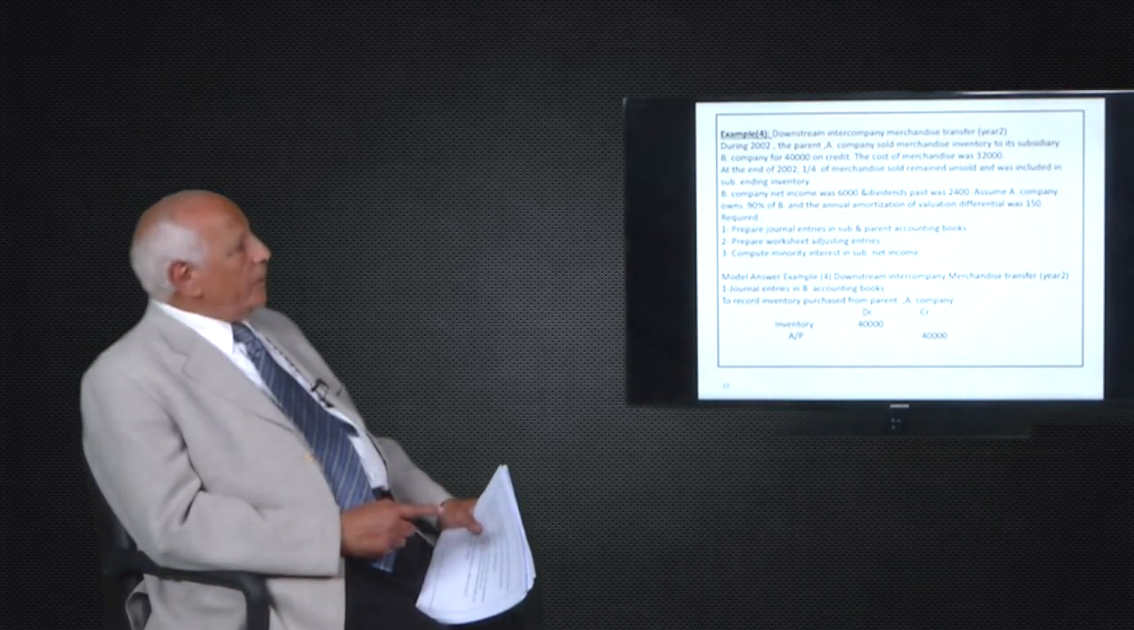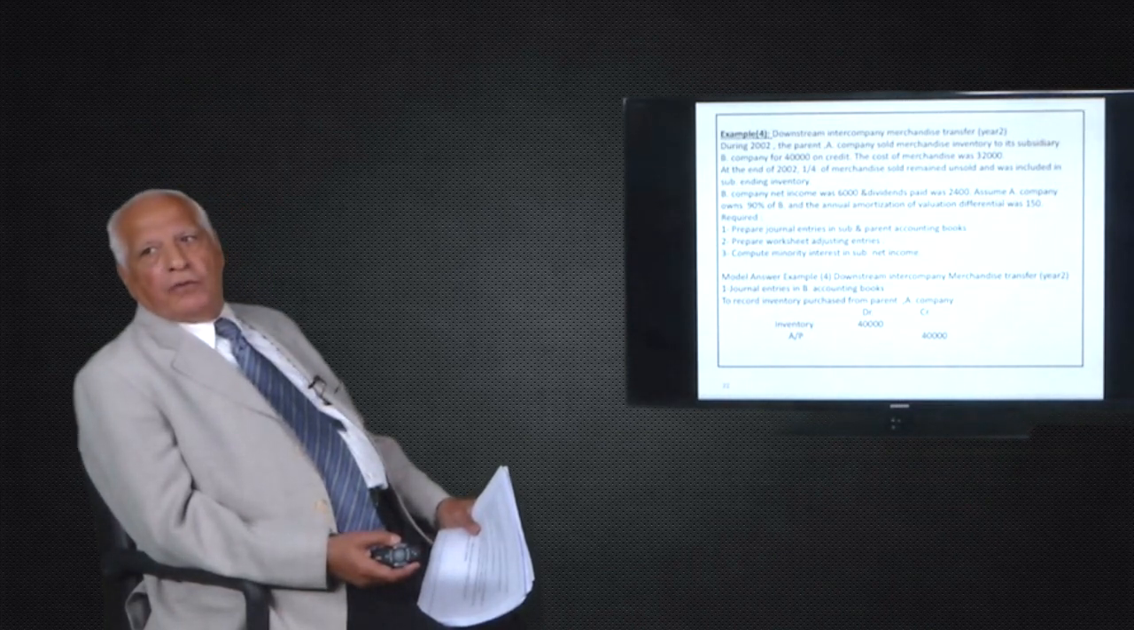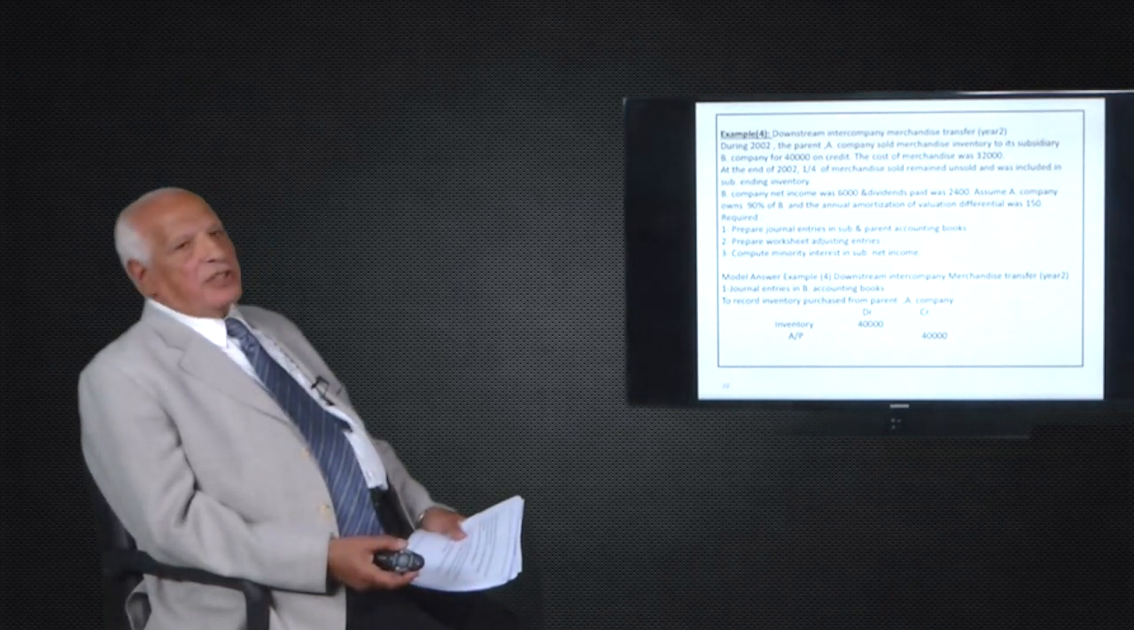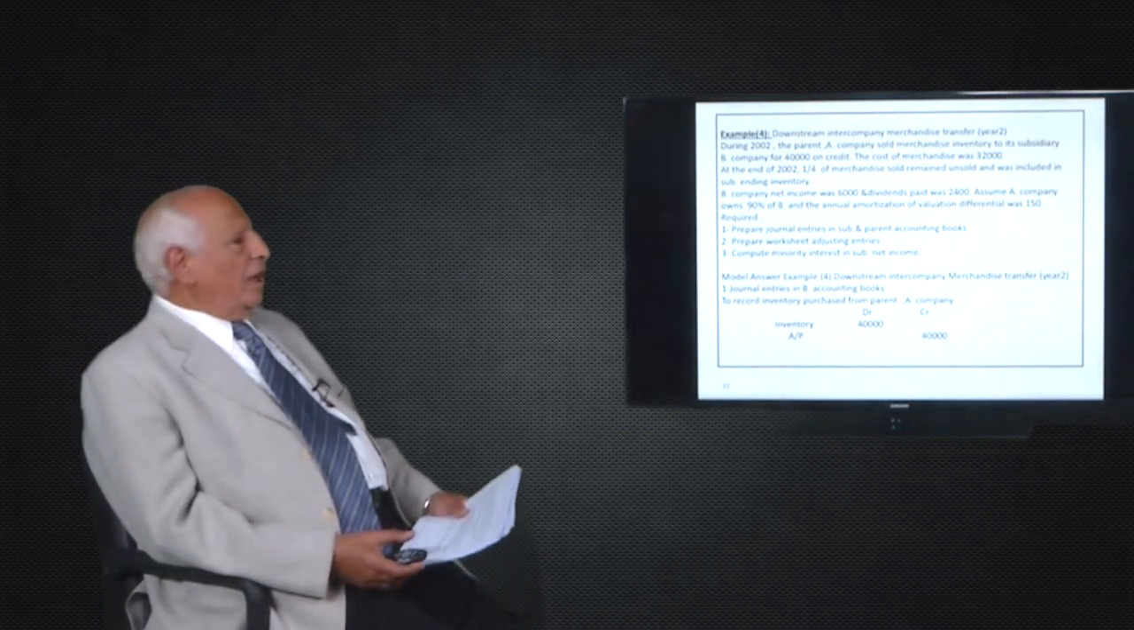That's downstream. It sold to the sub, same number, 40,000 credit. The cost of goods sold was 32,000, the same information as in example 2. At the end of the year, 1/4 remained unsold, and they gave you net income 6,000, dividend 2,400. The same information goes for the requirements here. Required one: journal entries in sub and parent, worksheet adjusting entries, and minority interest. Start one by one. What's the model answer for this one?